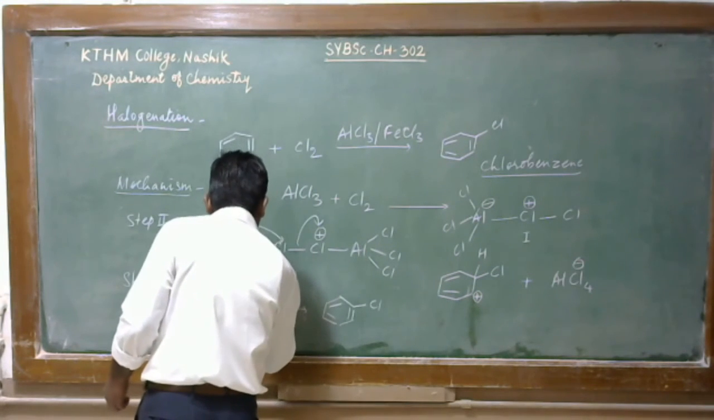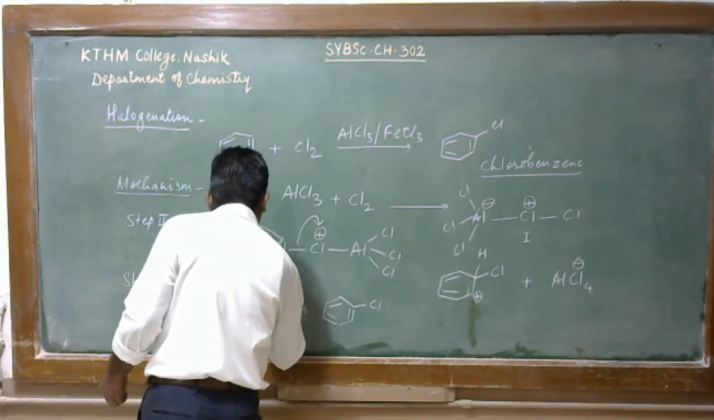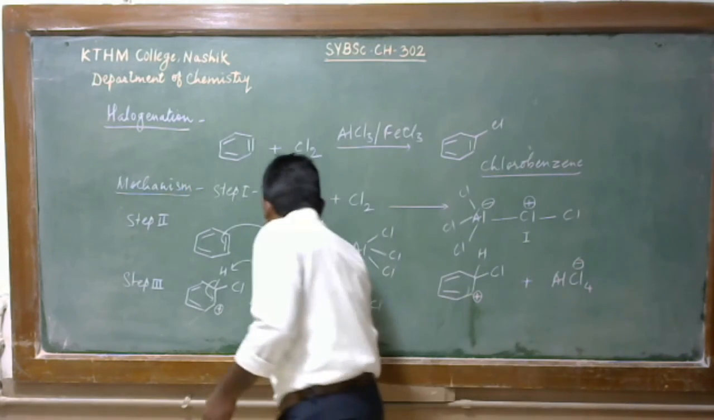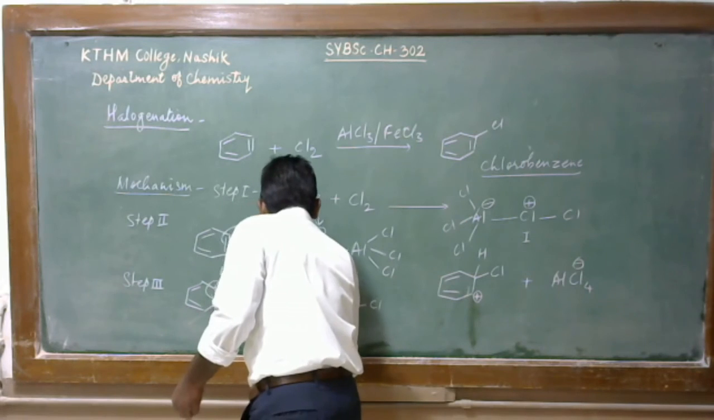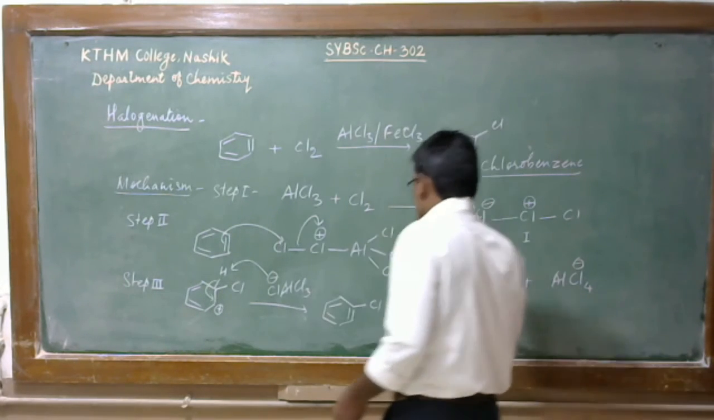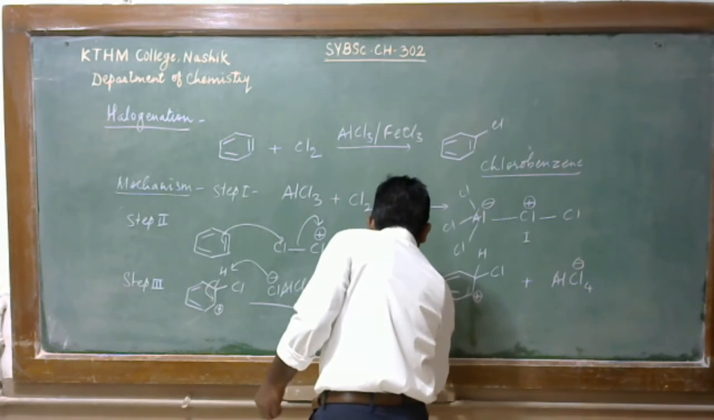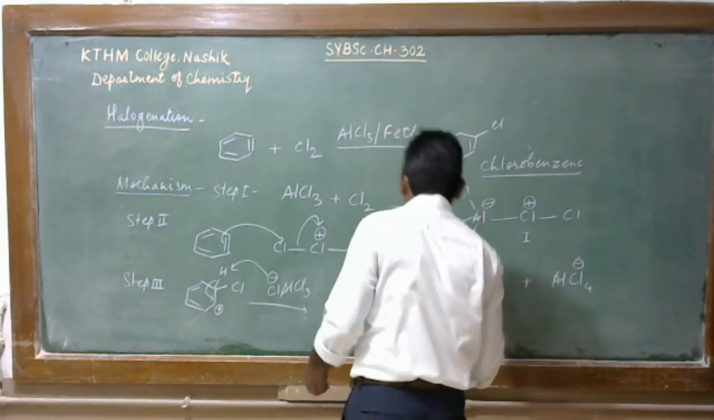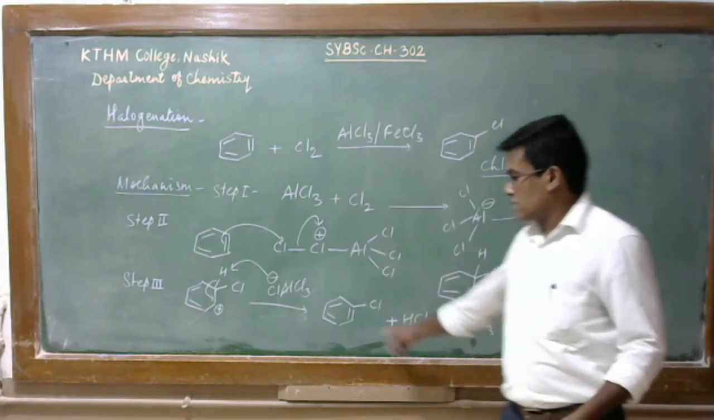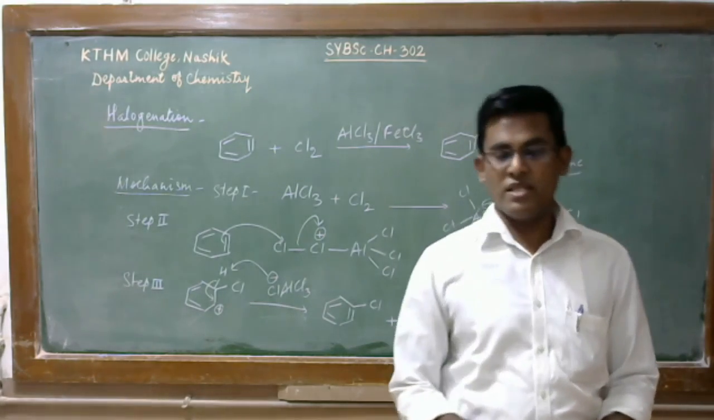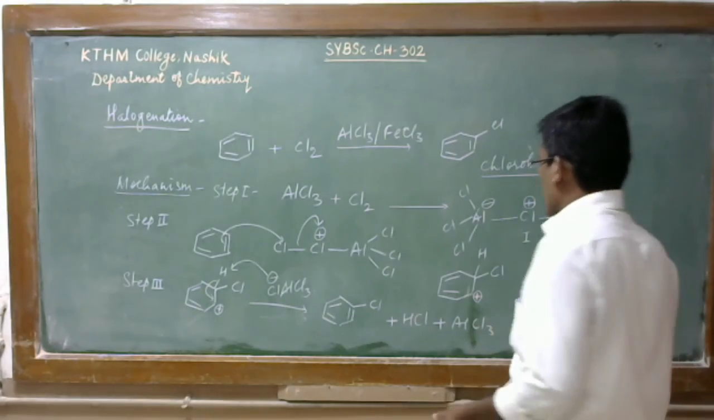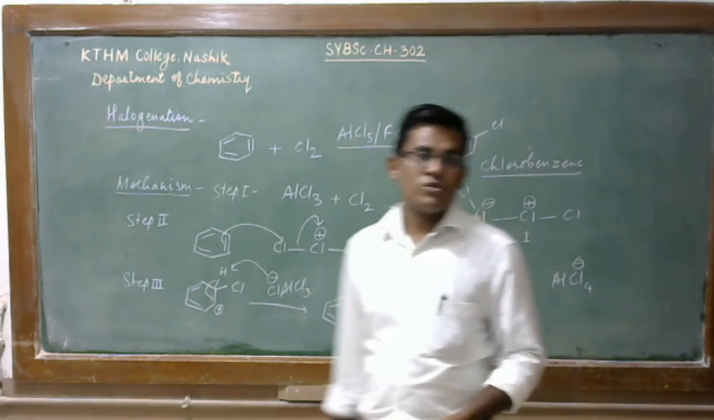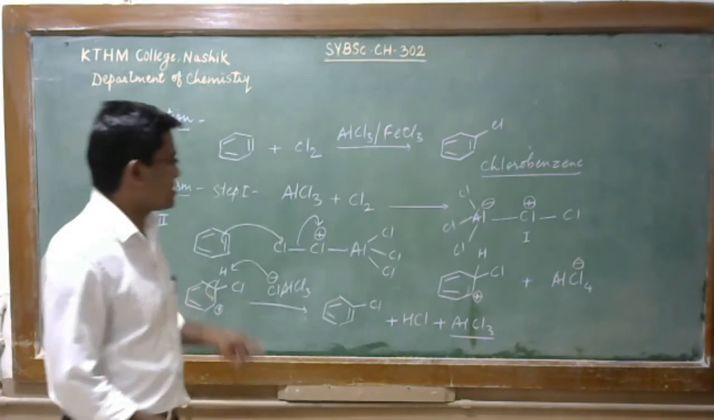So since we have this chloride ion plus AlCl3, we will get HCl plus AlCl3. So we get our substituted chlorobenzene along with this Lewis acid catalyst. So this is how this halogenation reaction works.